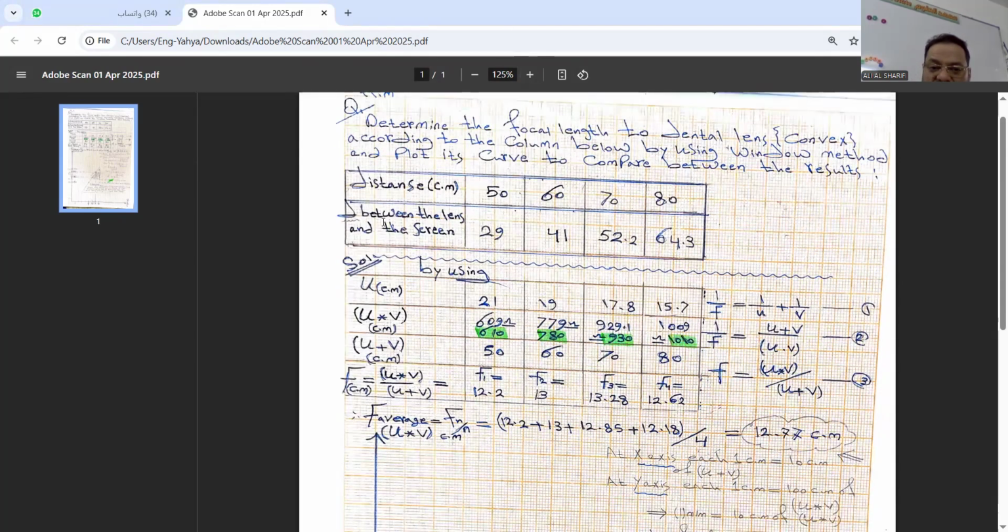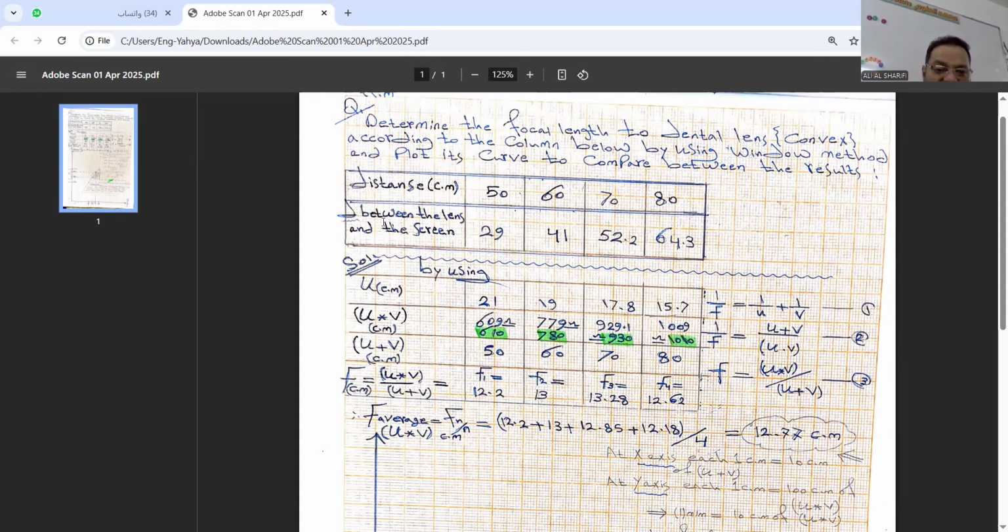After that, we have the distance between the lens and the screen, which means V. Now I have the whole distance between the object or picture and the screen, and its name is D. The distance between the lens and the screen is V. It's important: you must know the difference between U and V. Here I'm talking about V.